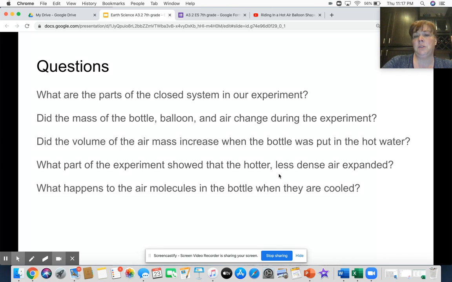What part of the experiment showed that the hotter, less dense air expanded? Well, the part with the hot part. So what part demonstrated it is the better question. That would have been when the balloon expanded. Okay? No one put more air into it. The air itself expanded. Okay? What happens to the air molecules in the bottle when they are cooled? They slow down and they get closer together.